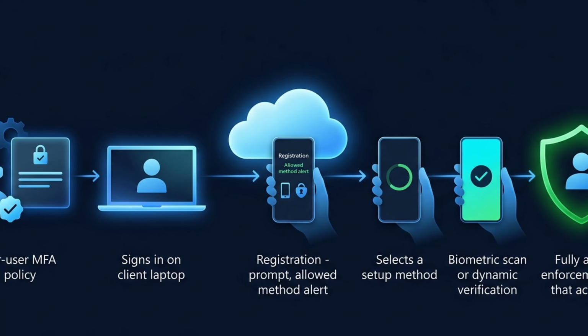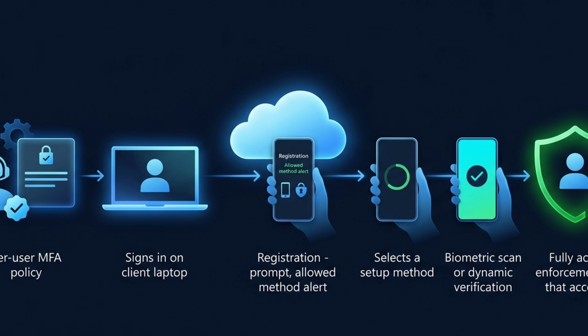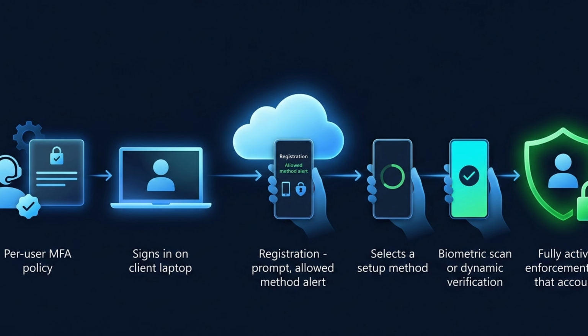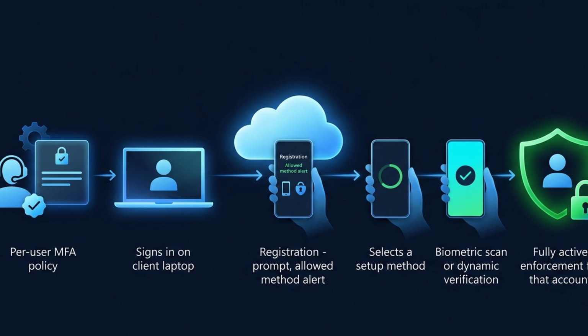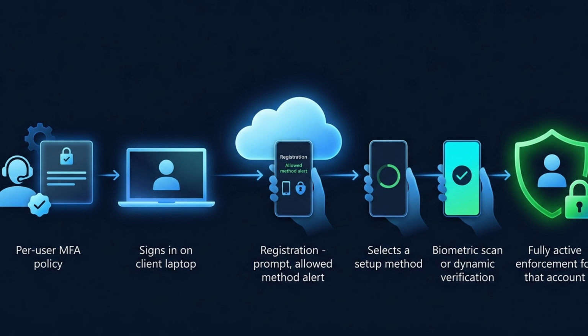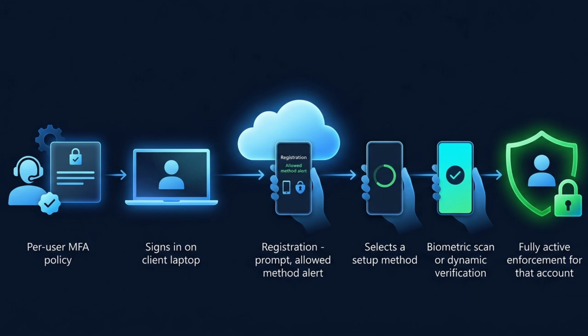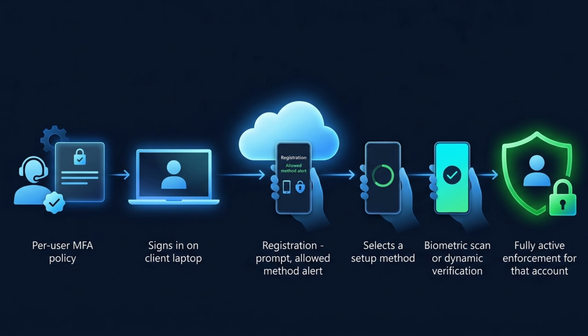So, the real flow looks like this. Admin enables Per-user MFA in Entra Admin Center. User signs in on the client's device. Then Microsoft asks the user to register MFA. After that, the user sets up an allowed method. The user completes the verification. Then enforcement becomes fully active for that account.